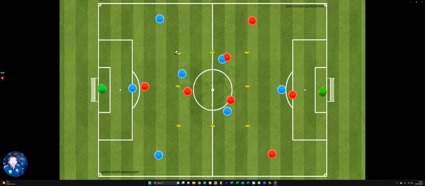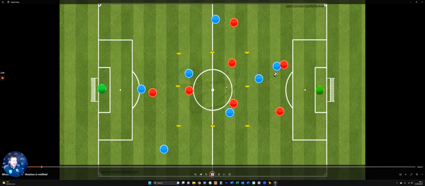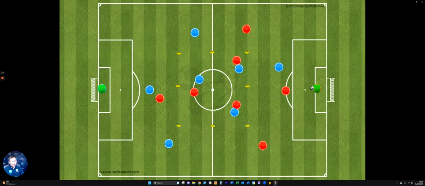Okay, so as the ball comes into midfield, you can see now the player can go forward and go past the halfway line. So these players aren't allowed past the halfway line until the ball goes through the midfield. If the ball turns over to the other team, then the attack obviously just changes to the other team and they've got the same aims and the same targets.